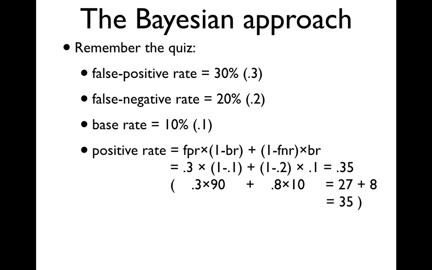So that's the rate we talked about earlier, that 35 people in that case of 100 would have a positive test result. So you can combine those first three to determine what proportion of people will have a positive test result, regardless of whether they are positive or not. So you can call that the positive rate.